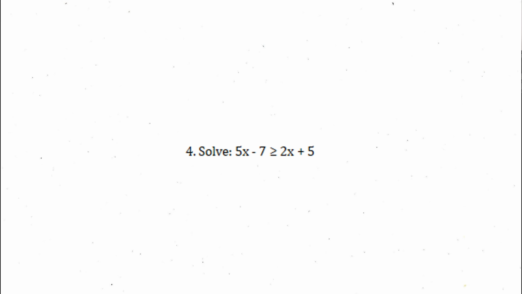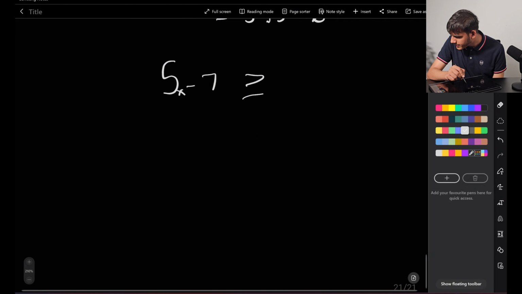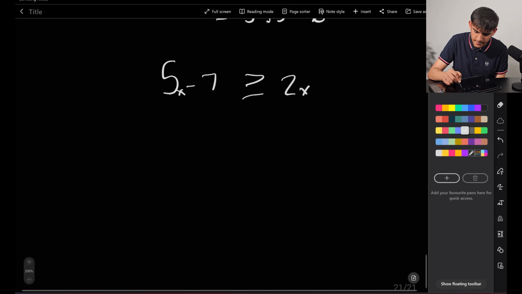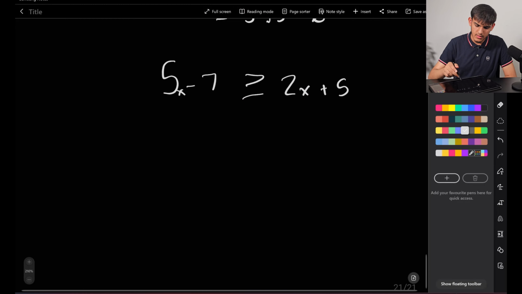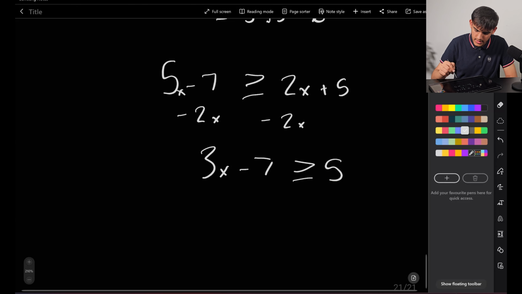So question 4 gives us an inequality of 5x minus 7 is greater than or equal to 2x plus 5. So how we're going to treat this is like rearranging to get x on its own. So we'll subtract 2x from both sides. So then the new inequality becomes, well, 5x minus 2x equals 3x. So 3x minus 7 greater than or equal to 5.